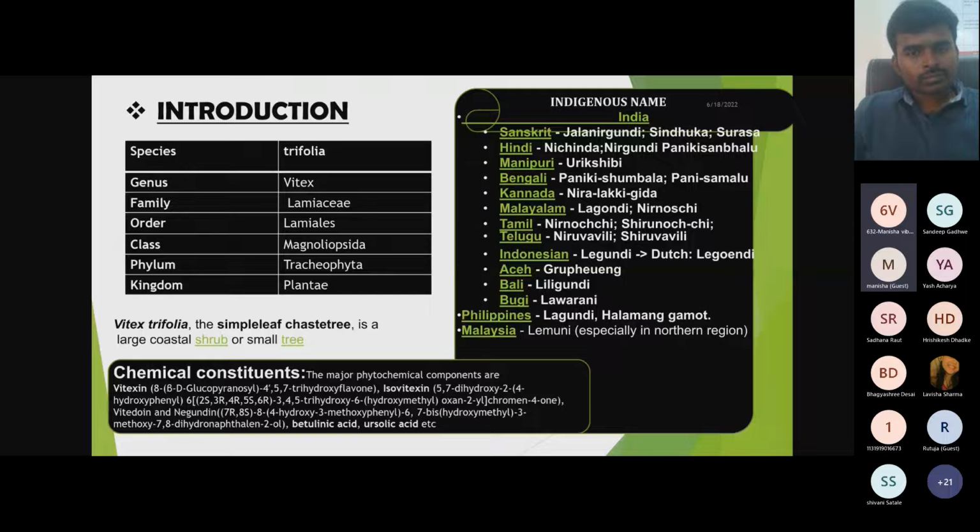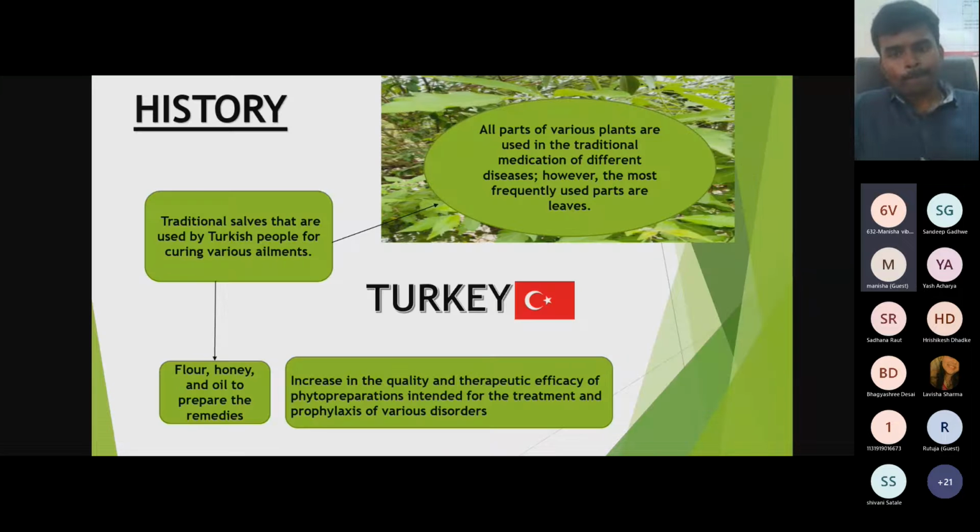vitexin, ursolic acid, butanolic acid, etc., which are responsible for analgesic activity, anti-inflammatory activity, and various other ailments, and have been used since ancient times. From ancient times, it has been proven against various ailments.